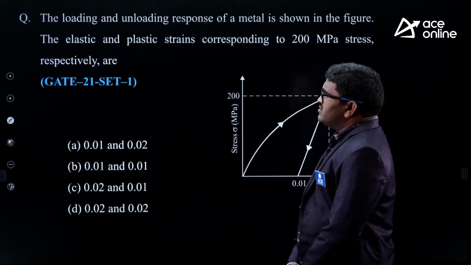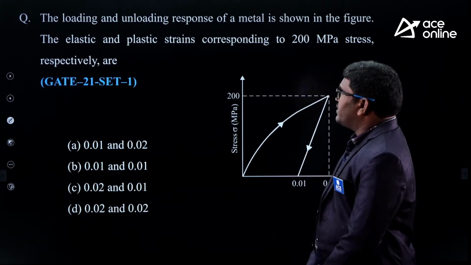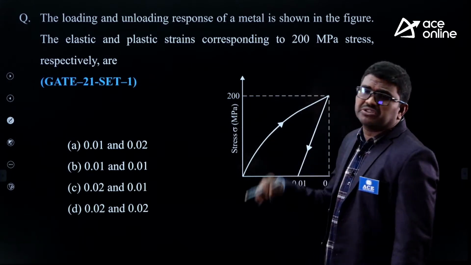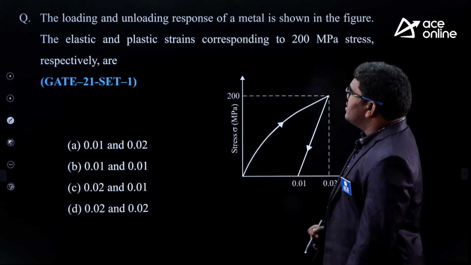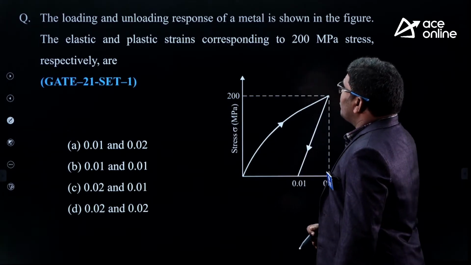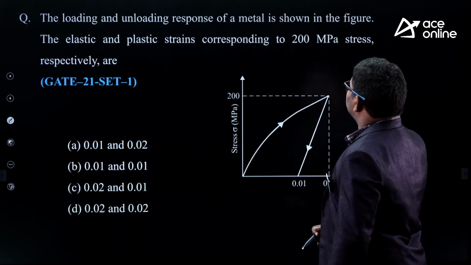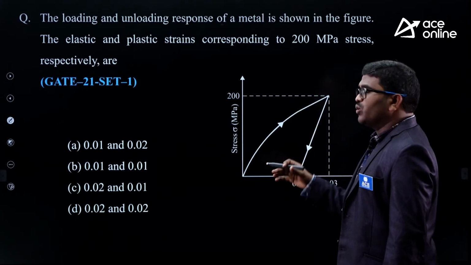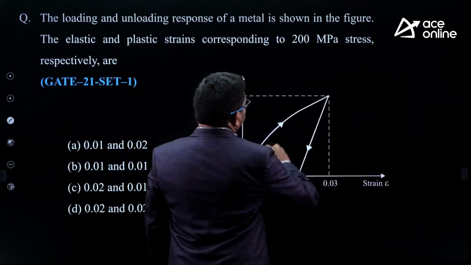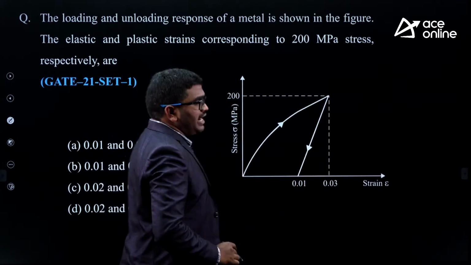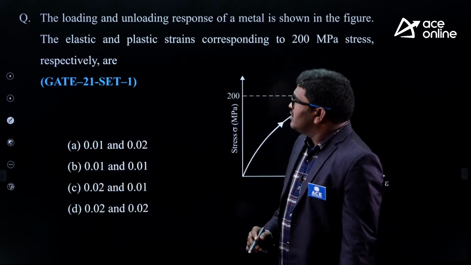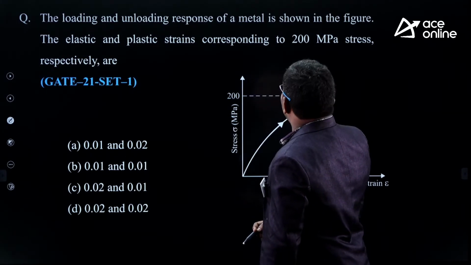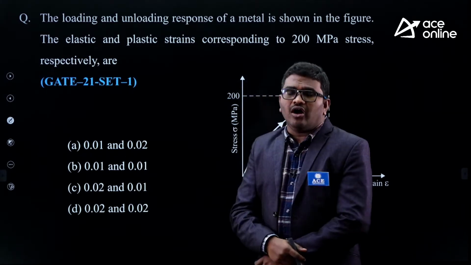Now let us see here. This question is actually from material properties and testing. It's a very simple and basic question. See here, the loading and unloading response of a metal is shown in the figure. This is a stress strain curve of workpiece material, loading and unloading. This curve represents loading and this curve represents unloading, right? The elastic and plastic strains corresponding to 200 megapascal stress respectively are.